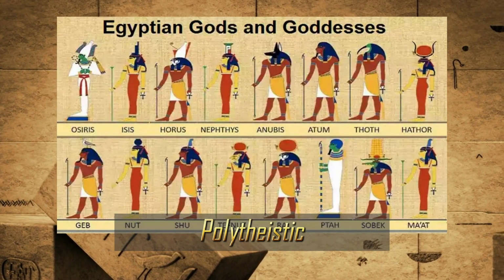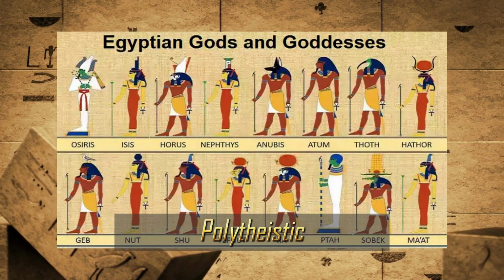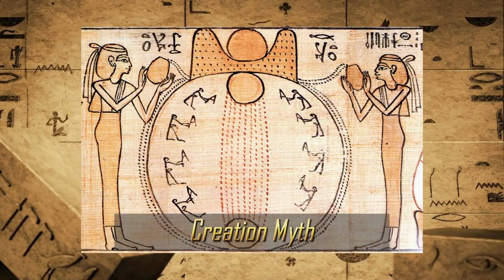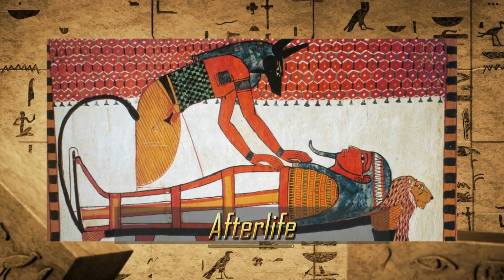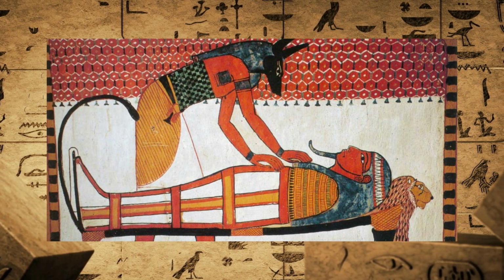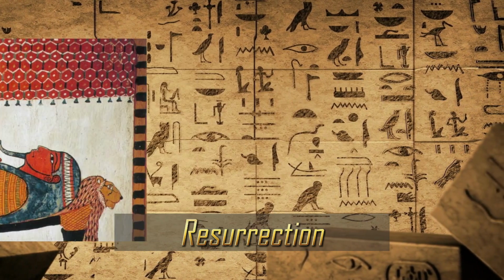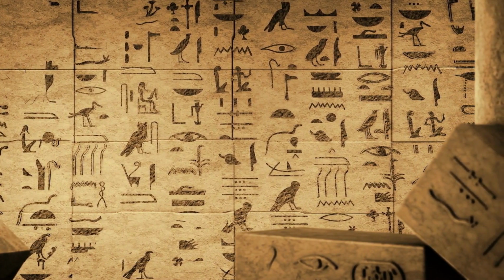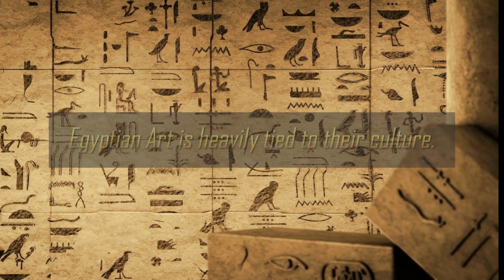In ancient Egyptian culture, they were polytheistic, which meant that they believed in a lot of gods. They have a creation myth, they have an afterlife that they believed in, and believed in the idea of resurrection. Because of this mythology, their art is heavily tied to it.